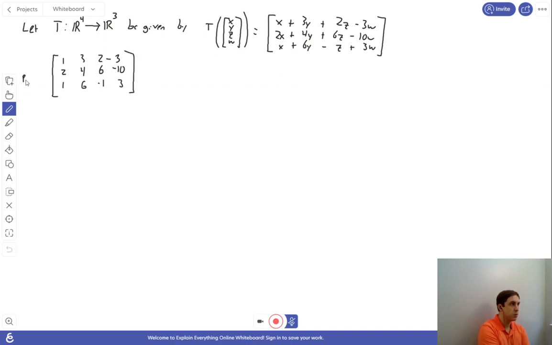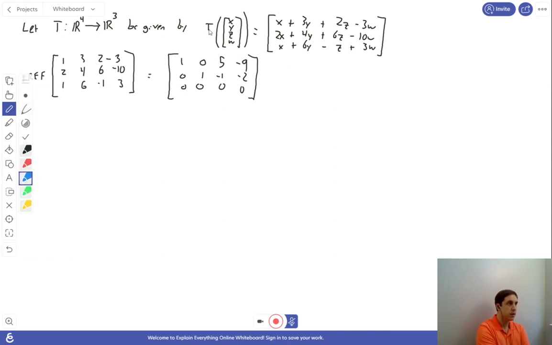And we'll compute the reduced row echelon form. So I've gone ahead and typed this into Wolfram Alpha. And that's what we get. I'm going to go ahead and circle our two pivots here.